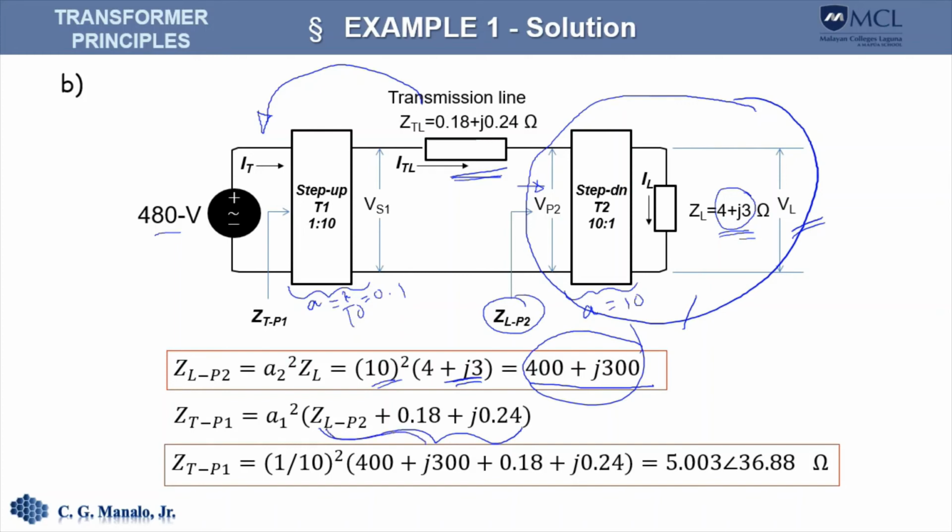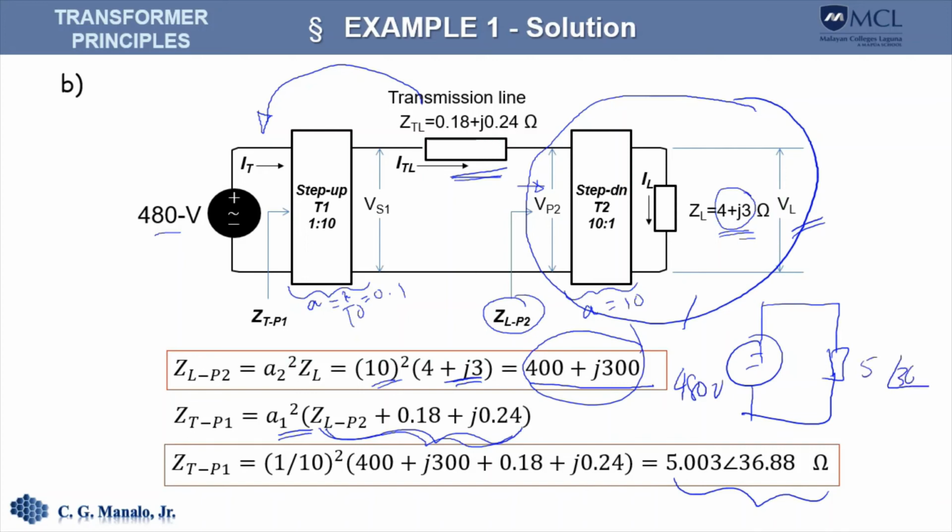So therefore we again use the formula for the translation, and we multiply it by the turns ratio of transformer 1. And that should give us this one. Okay, so that means the generator is simply connected to an impedance. So this is 480 volts, which is 5 angle 36.88 degrees ohms.